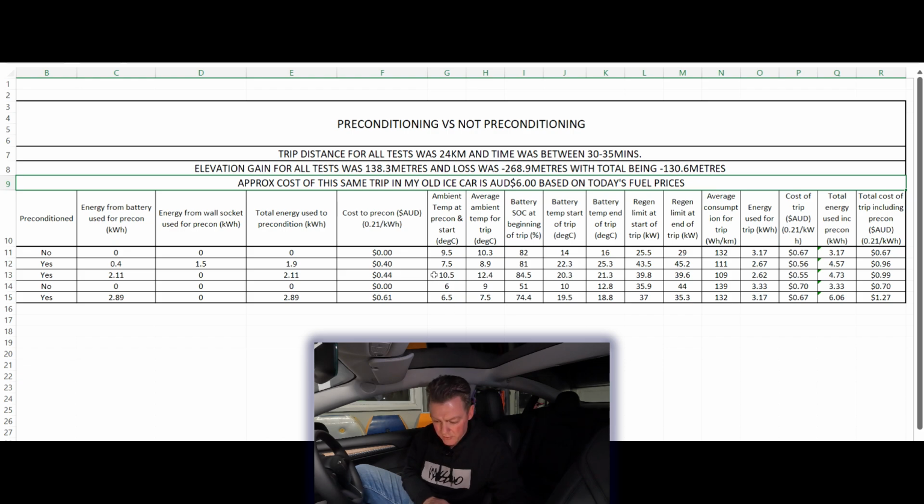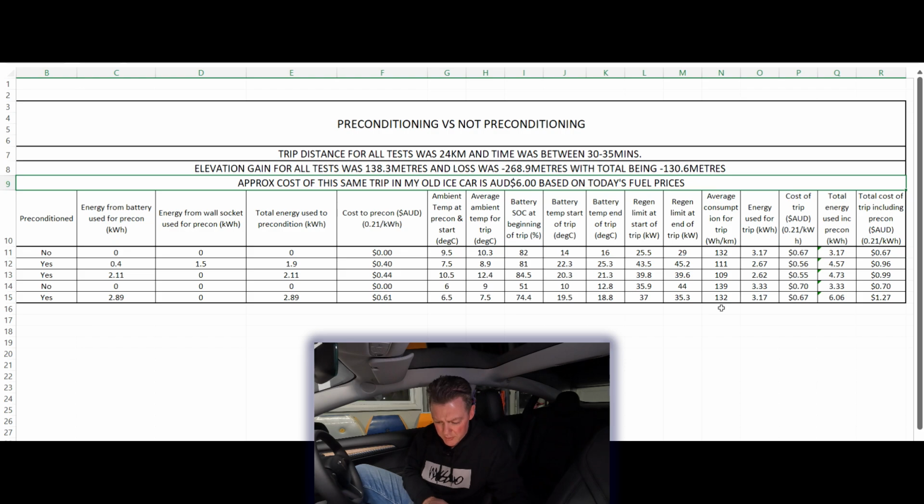You can see that the most efficient trip was one where I preconditioned, but you can see here I preconditioned not plugged into the wall. So that one there was the most efficient, but the ambient temperature for the trip was slightly higher. So I think just preconditioning in general is going to give you a more efficient drive. This one here was a little bit of an exception.